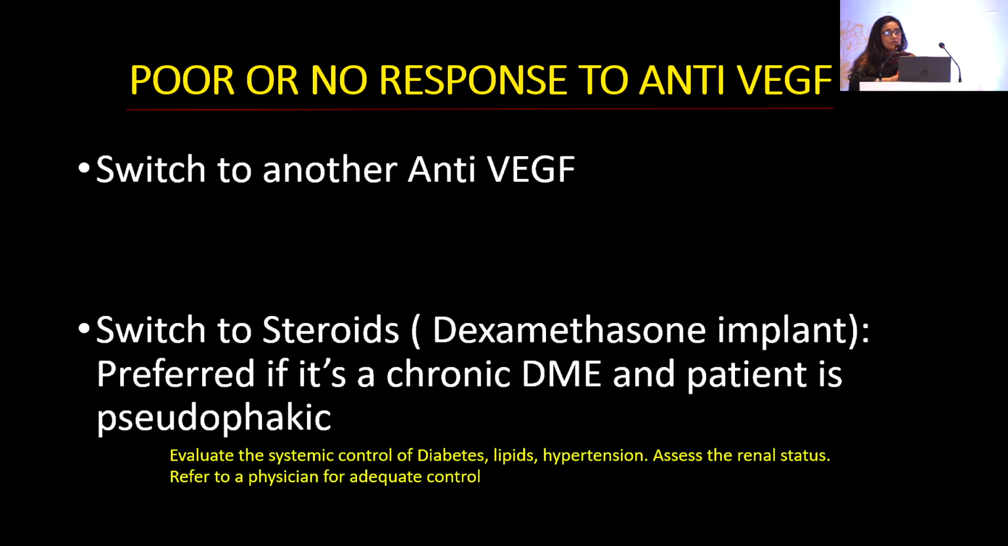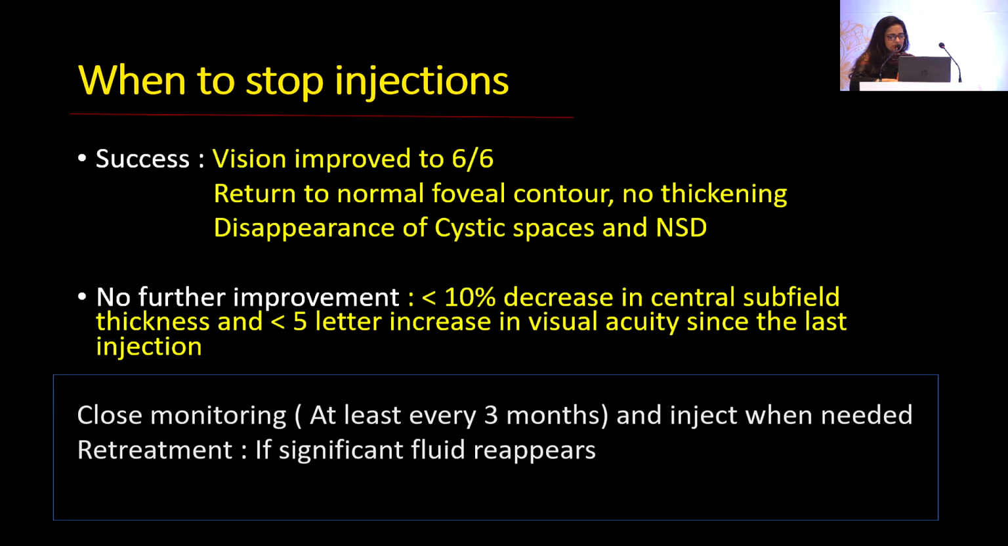So sometimes you may not have as good an effect with one anti-VEGF, and that is the time you switch anti-VEGF agents. In patients who have a very large edema or a chronic edema with large cystoid spaces, steroids work excellently in them. And also patients who are not responding to anti-VEGFs, or you feel would not have a very good follow-up, then dexamethasone implant works very well for those patients.